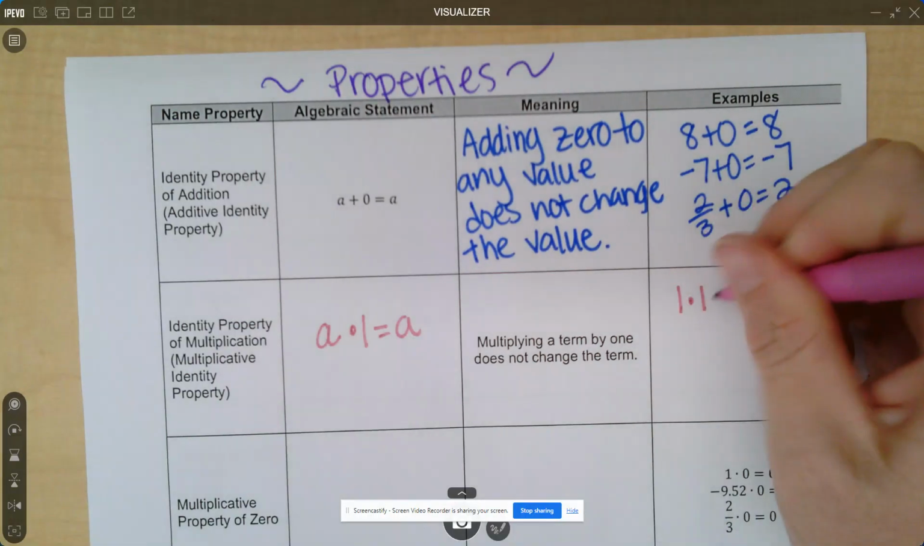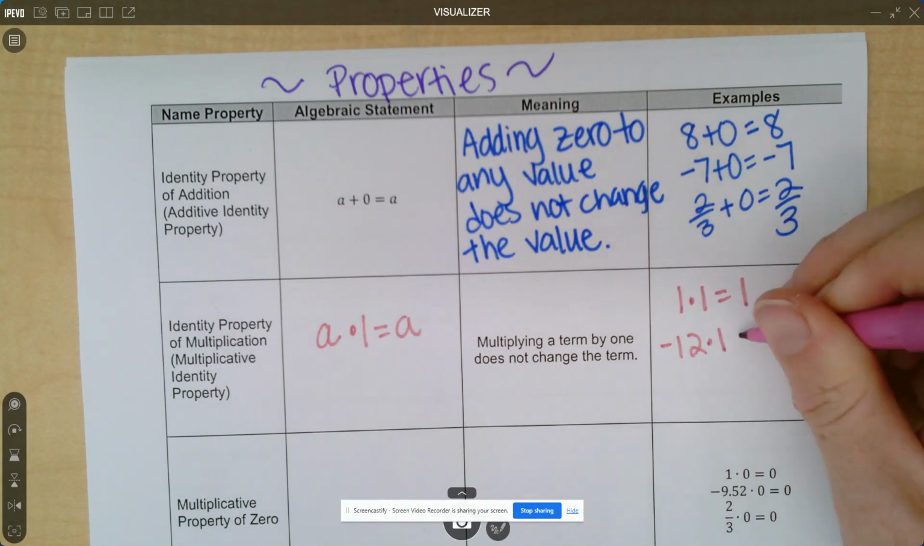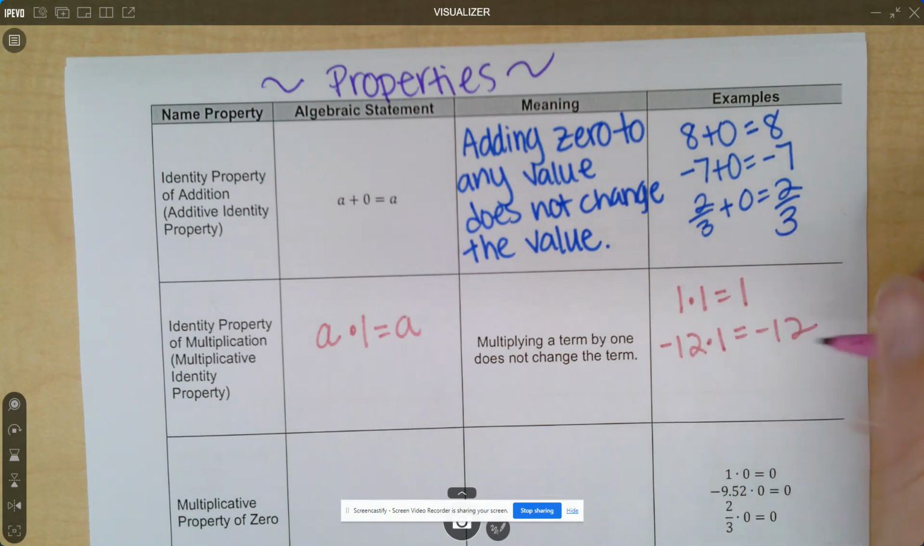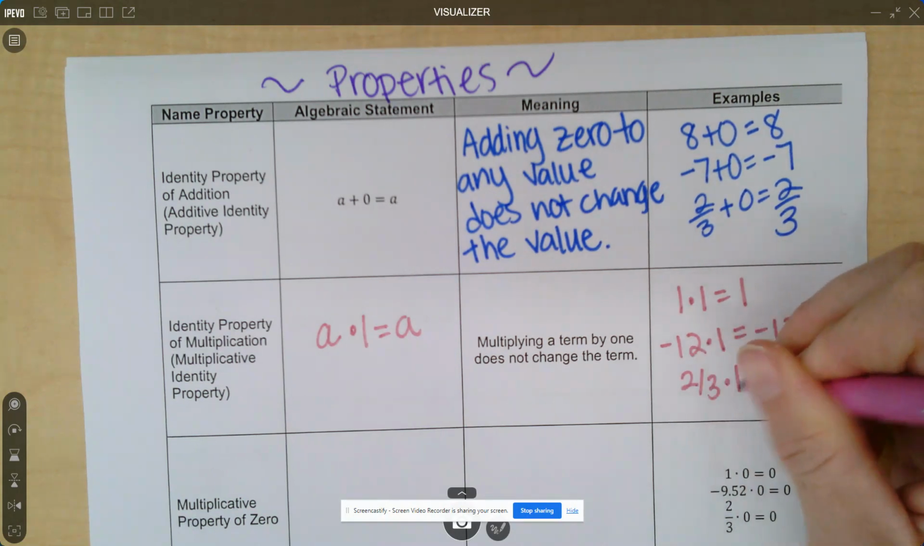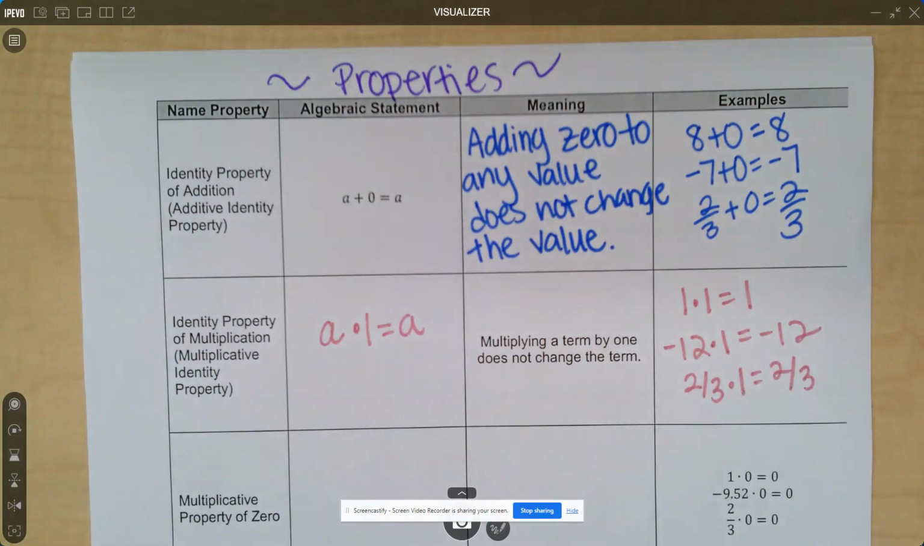So let's show a few examples here. 1 times 1 is 1. -12 times 1 is equal to -12. 2/3 times 1 is still equal to 2/3. Works for all the real numbers.